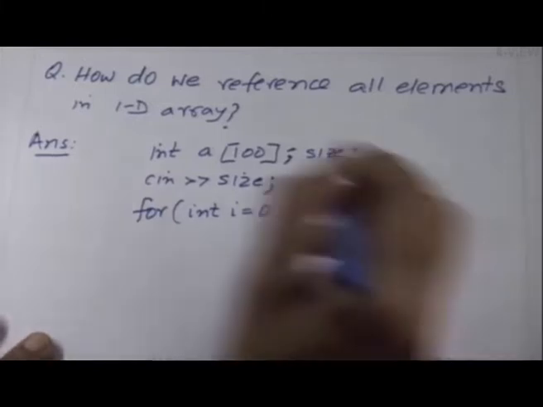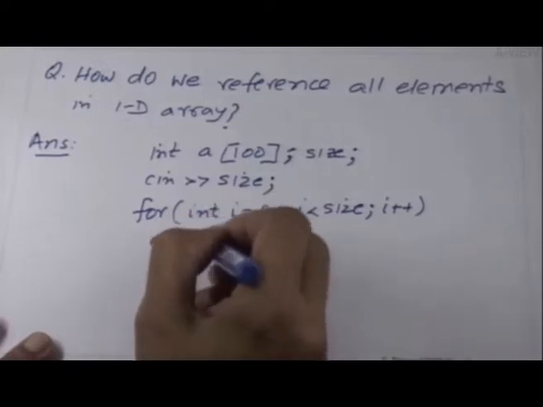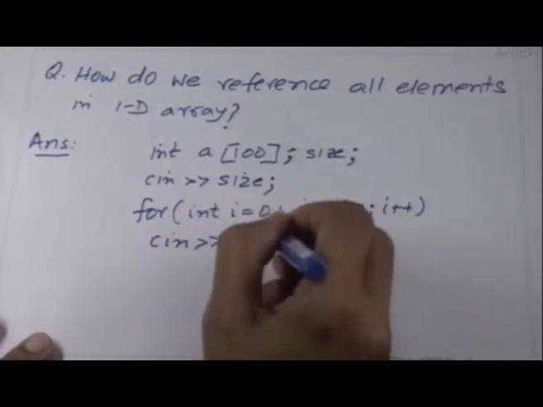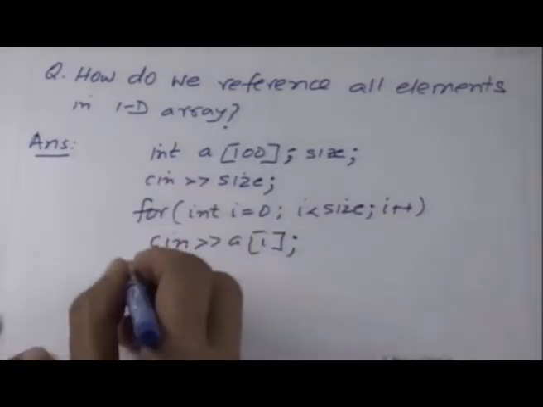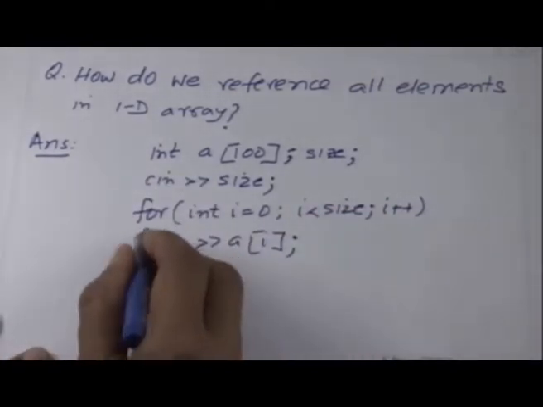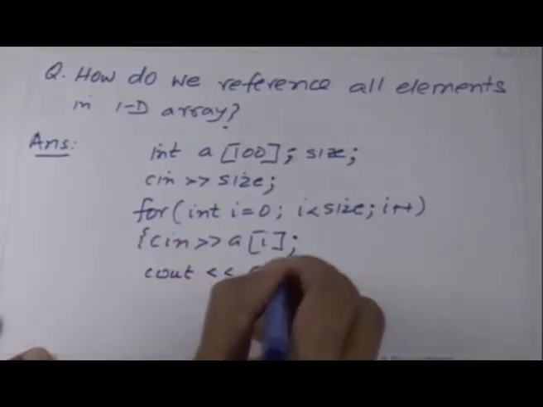I do something like i++, and then I write into these locations the value that I read. Similarly, if you wanted to write out all the values, I could have done cout less than a[i].